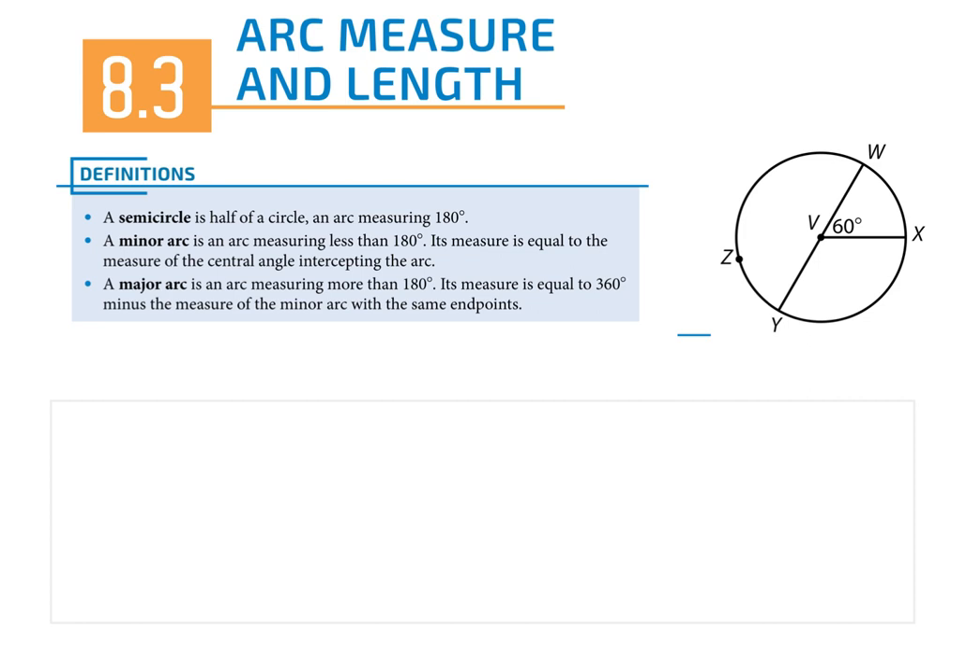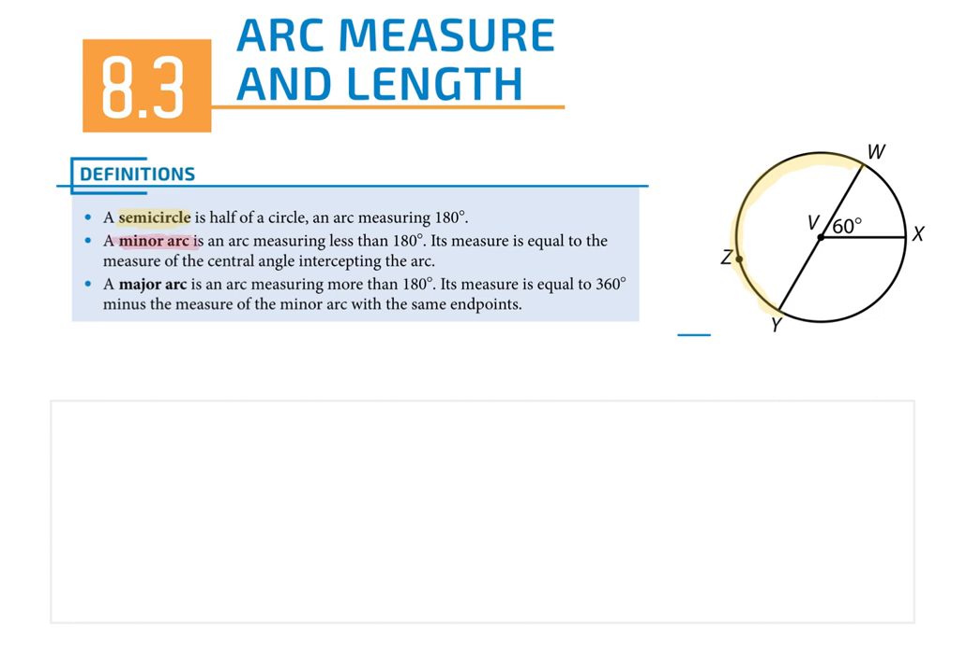There are different types of arcs. The first type that we look at here is a semicircle, which I'm sure you've heard this term for. It is half of the circle. And so a semicircle example would be from W to Z to Y. That would be considered a semicircle there. It is half the circle. And because the circle is 360 degrees, the semicircle is 180 degrees. A minor arc is an arc that is less than 180 degrees.